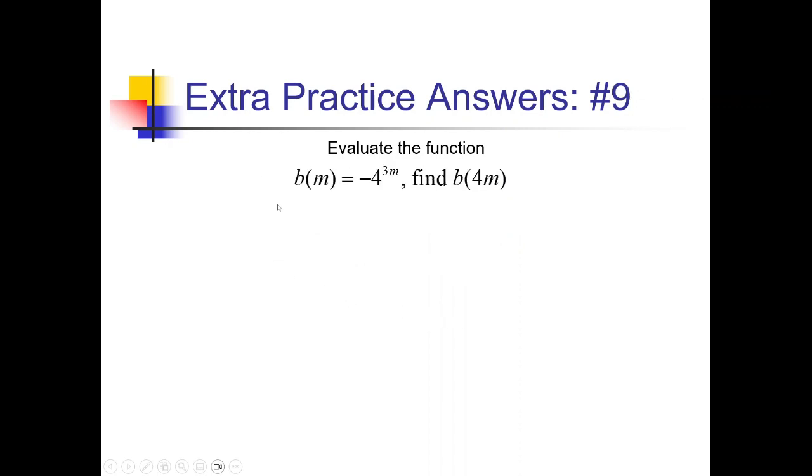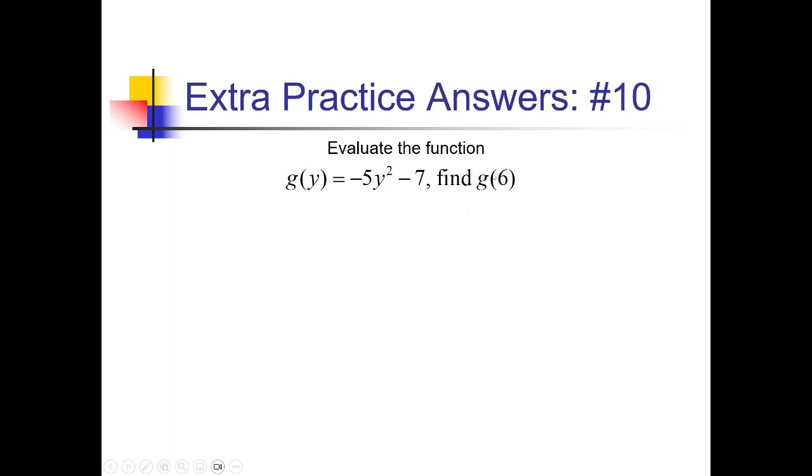For number 9, we've got the b of m function, negative 4 to the 3m, and I'm doing b of 4m. So this m right in here is going to be replaced by this 4m. And then I just have to simplify the exponent. 3 times 4m gives me a 12m up there, so negative 4 to the 12m.